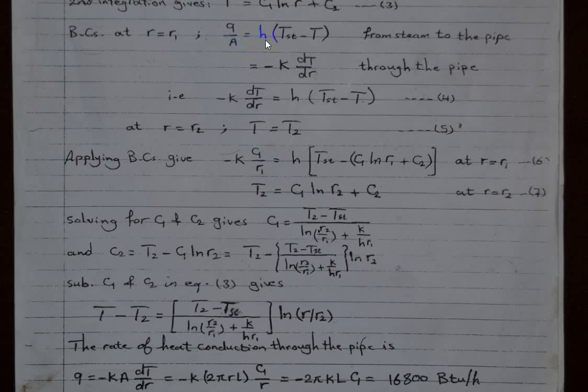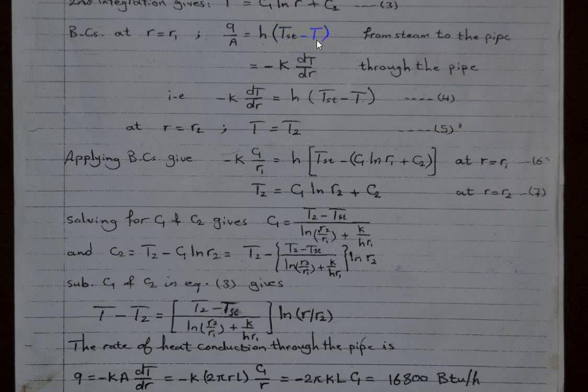A equals H. Heat transfer coefficient H is the convection heat transfer coefficient. T steam is the temperature of the steam flowing through the pipe.